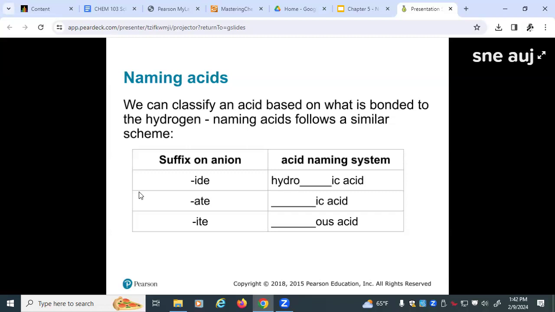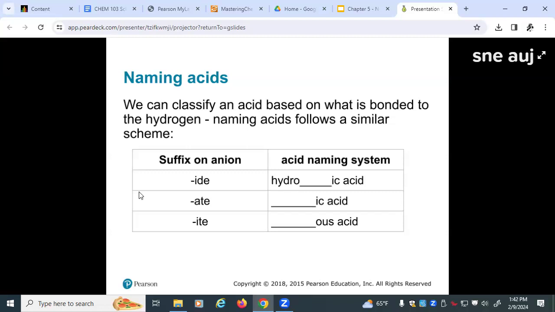But all of the ates are named as follows. Whatever the root is, then ic acid. So if I have the sulfate ion, sulfate acid is sulfuric acid. Phosphate acid, phosphoric acid. Chlorate acid, chloric acid. Acetate acid, acetic acid. So if I can identify that polyatomic ion as ending in ATE, it's going to be an ic acid.